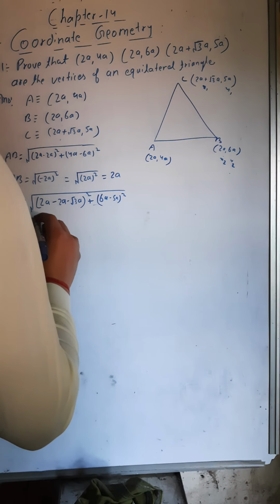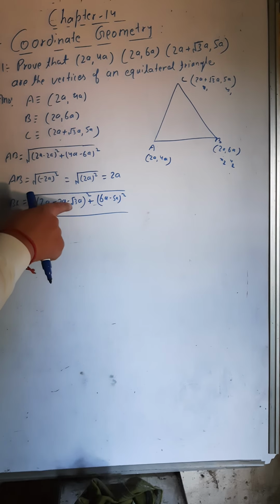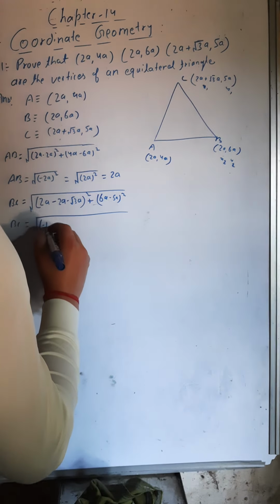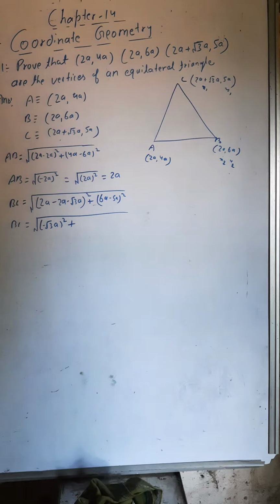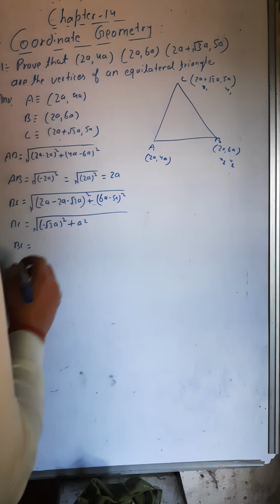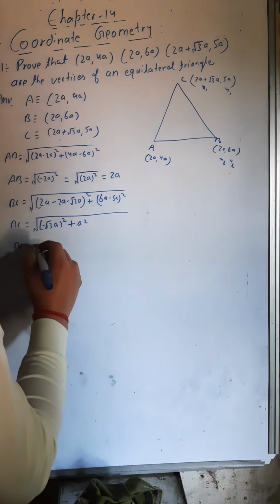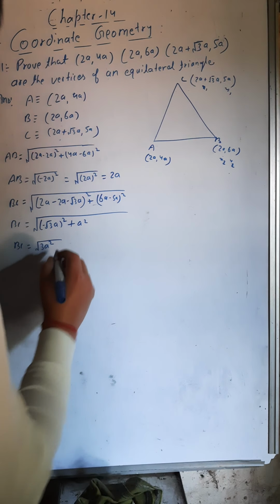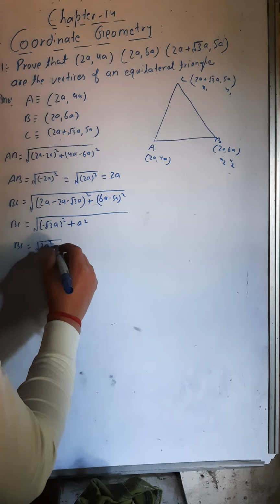So from here you can find BC equals: 2a and 2a will cancel each other. So what is left? (Minus √3a) whole square plus (6a minus 5a), which is a, and the square of a is a square. Now the square of a negative is positive, the square of √3 is 3 and the square of a is a square. So it will be 3a square plus a square. Getting this?